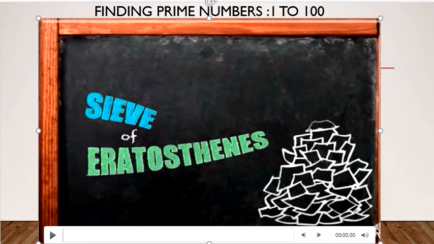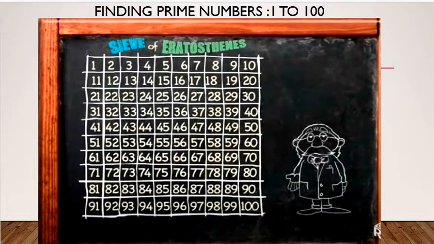So this was the sieve of Eratosthenes, which helps us to find out the prime numbers between 1 to 50, or you can say 1 to 100. Just now we have seen how to find the prime numbers between 1 to 100. So now we are ready and all set to begin with practice set 10.